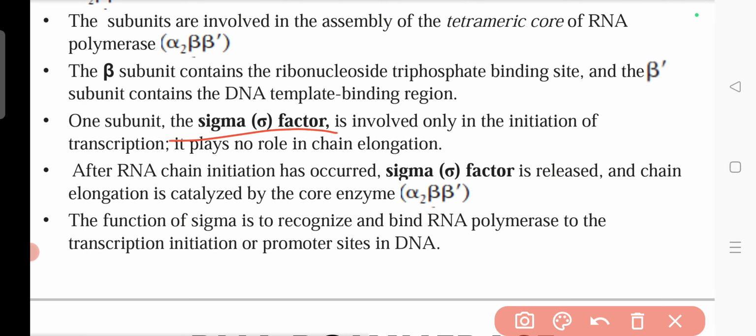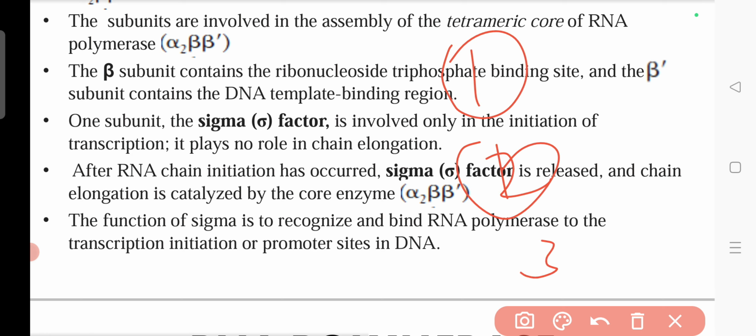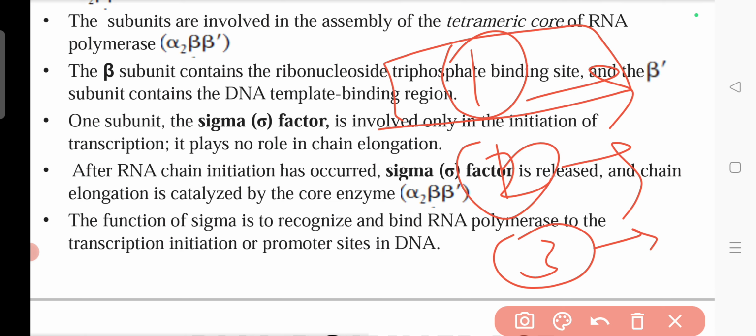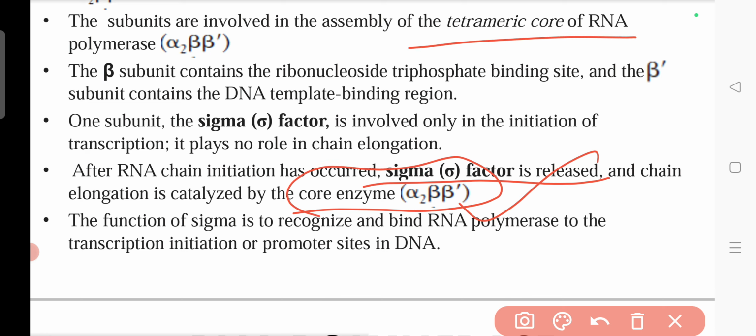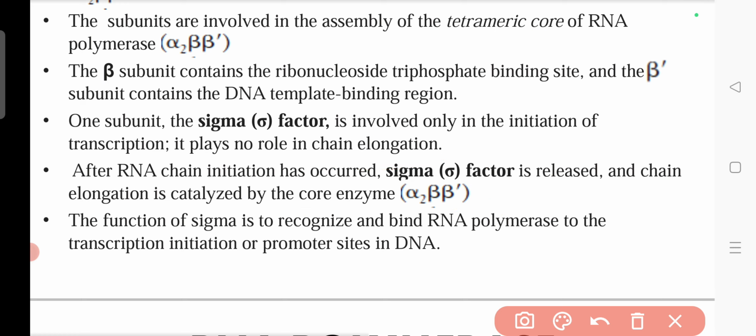The sigma factor is involved only in the initiation of transcription. In coming videos we will discuss the entire process of transcription in detail, which is divided into three parts: initiation, elongation and termination. The sigma factor is only involved in the initiation process, which means the start of transcription. After that, the sigma factor is released, and only the core enzyme, the tetrameric core, which is alpha two, beta, beta dash, remains. So initiation is controlled by the sigma factor.